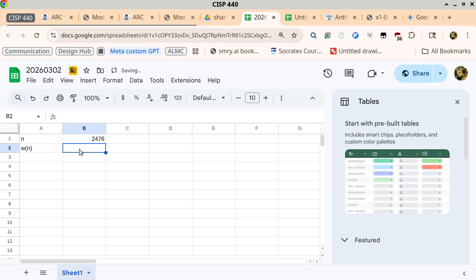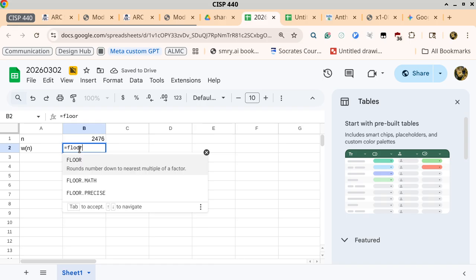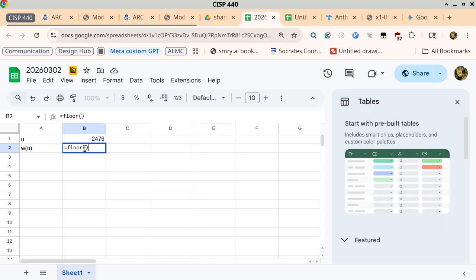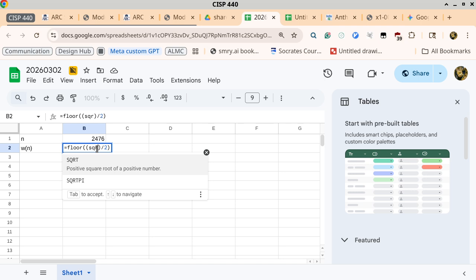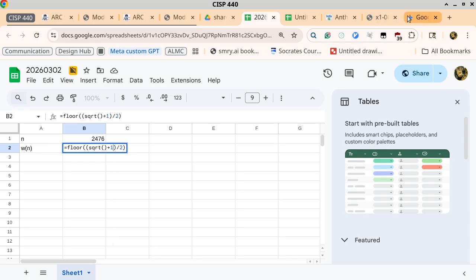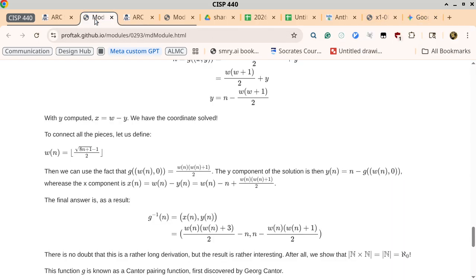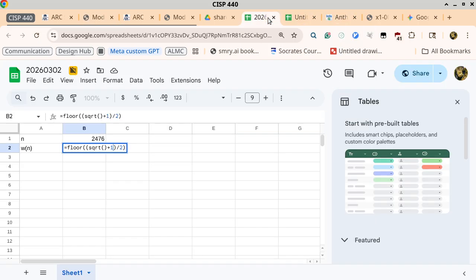Let me see how much I can remember. I know it is the floor of something, and this something involves some numerator divided by 2, and in the numerator there's a square root of something, I think plus 1? Is it a plus or minus? Okay, we'll double check. I believe it is plus 1, but we will double check. Okay, so it is a minus 1. I was incorrect, but that's fine.